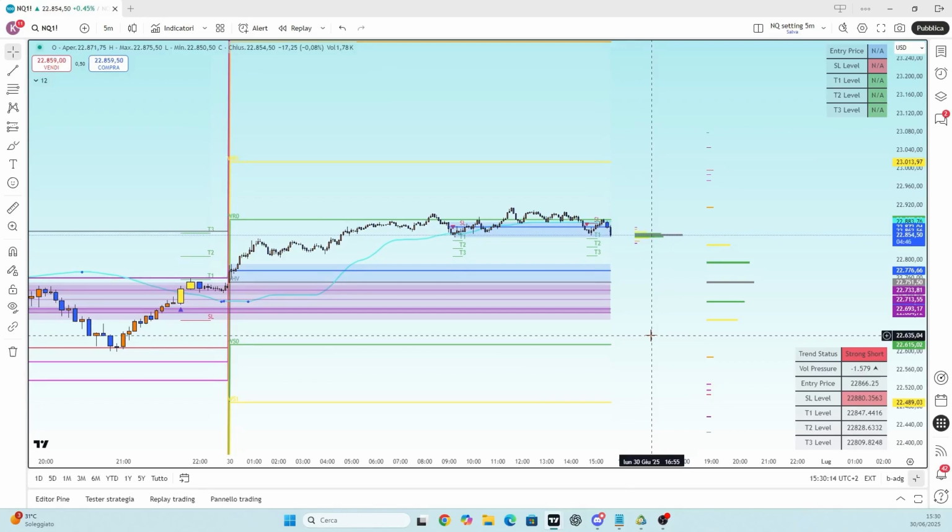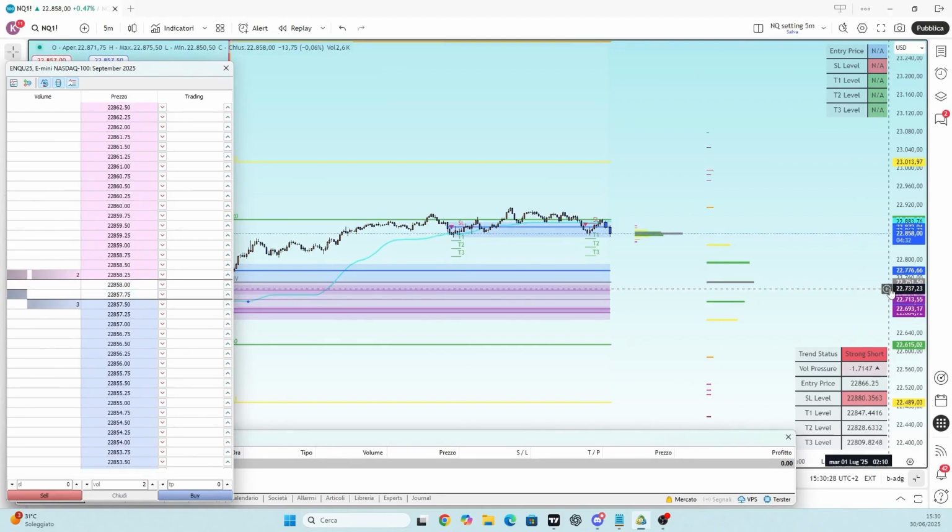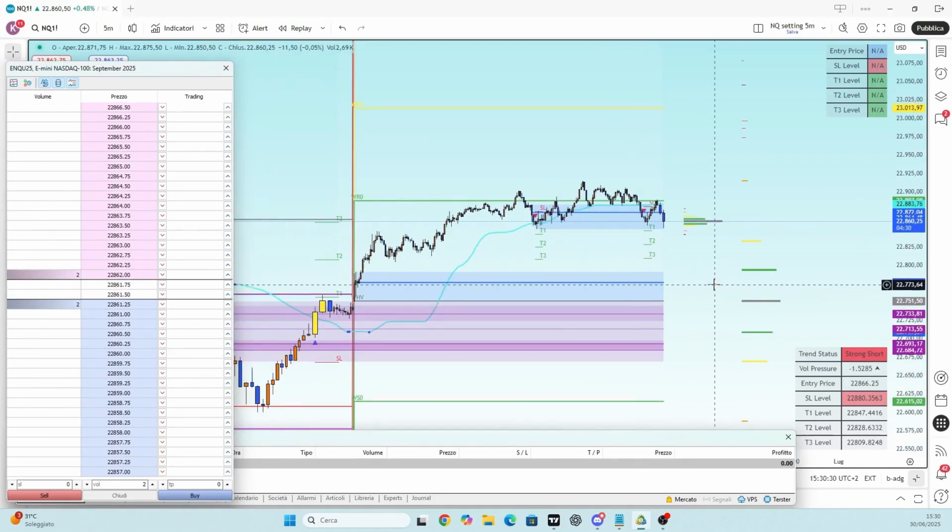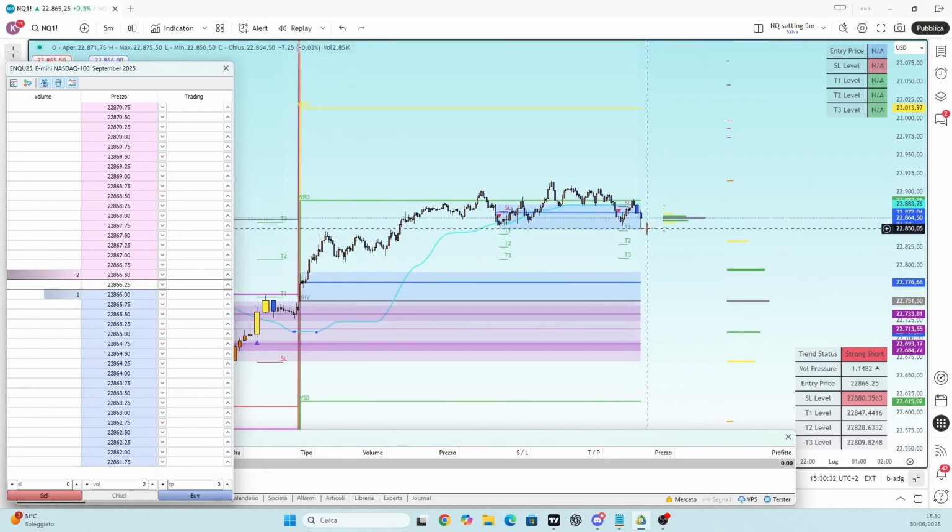Perfect, we've started. It's 3:30 p.m. In the very first moments, I never trade right away. I always wait a bit to get a sense of what's happening. Who are the players involved here? At the very least, I try to gain this small advantage. I never enter right at the very beginning.